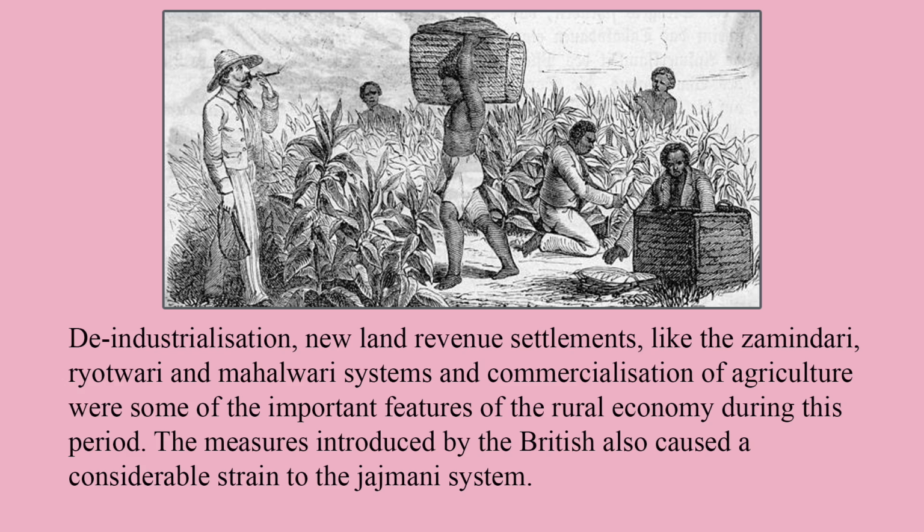Now, the rural economy in the colonial period. The rural economy underwent some important changes during the colonial rule in India, like deindustrialization, new land revenue settlements like the Zamindari, Raitwari and Mahalwari system and commercialization of agriculture were some of the important features of the rural economy during the colonial period. The measures introduced by the British also caused a considerable strain to the Jajmani system that existed in the medieval period.